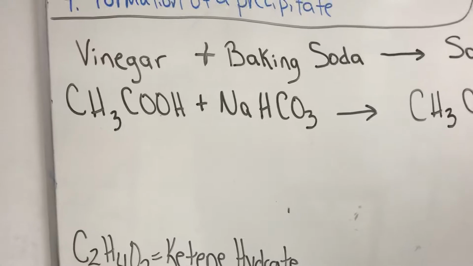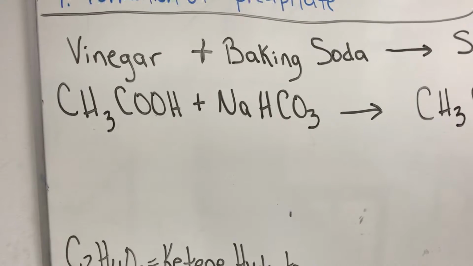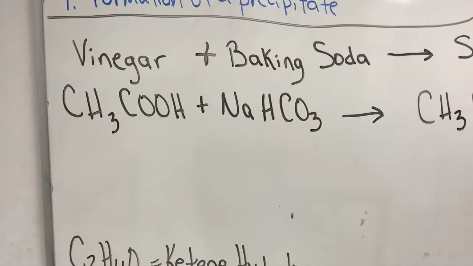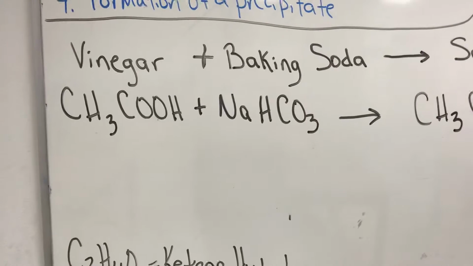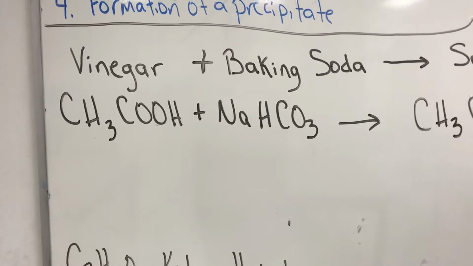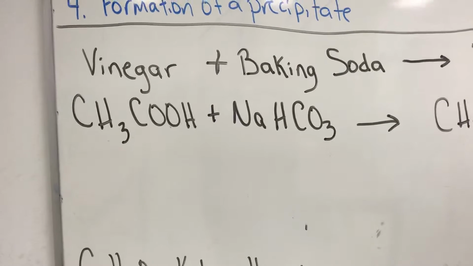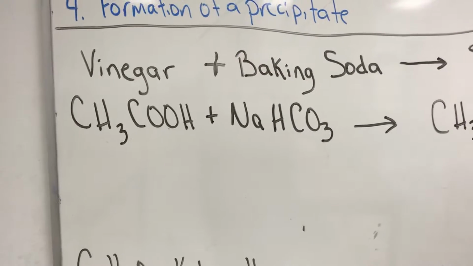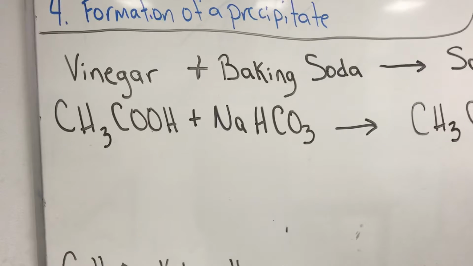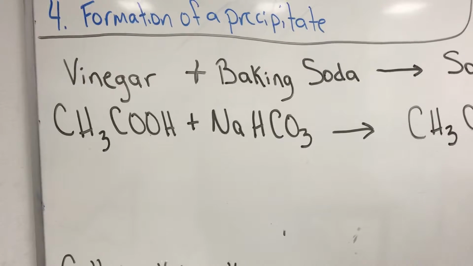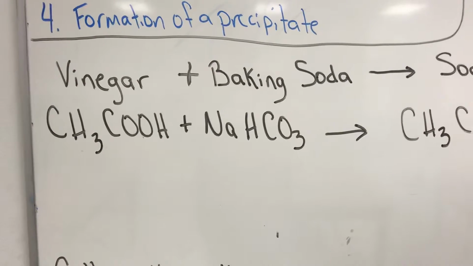So let's start right here with vinegar and baking soda. We did that earlier on this week, and we saw that there was a chemical reaction. It produced a heavy gas. So the formula for vinegar is CH3COOH plus baking soda, sodium, hydrogen, carbon, oxygen 3.